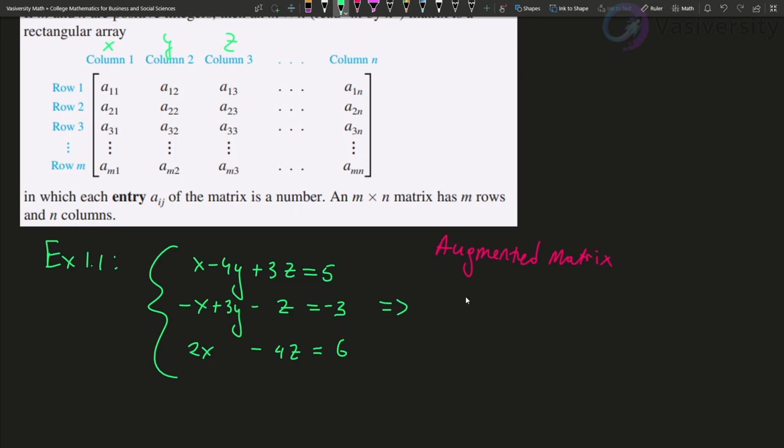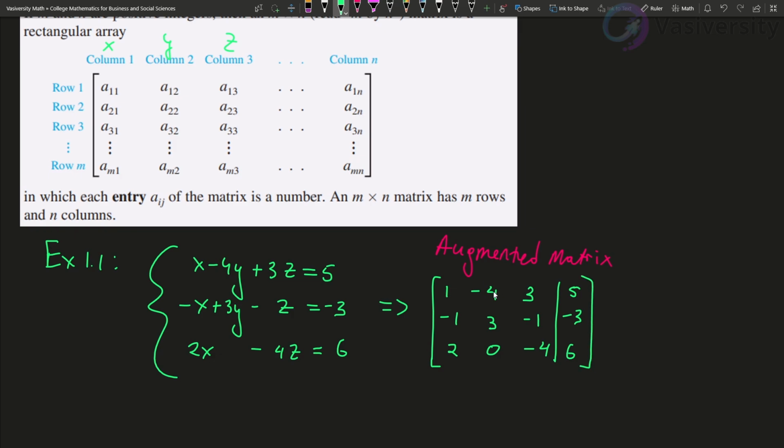We're going to have 1, negative 4, 3 as the first row, then negative 1, 3, negative 1 as the second row, and then we have 2, then we do not have a y, so we put 0, then negative 4, right? So this is the coefficient matrix. Then we're going to put a line, and across the line we're going to put the values of the right-hand side. So it's going to be 5, negative 3, 6, right? So this is the augmented matrix.